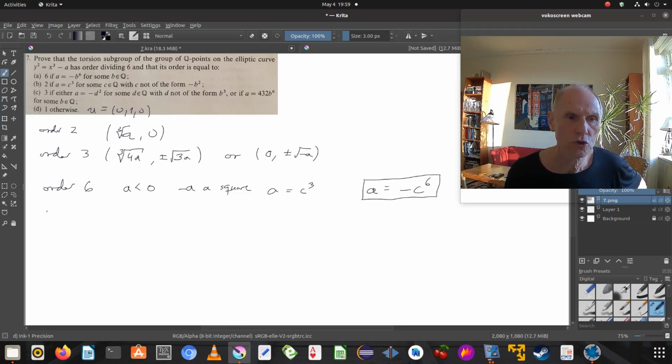Order 2, then we need to have A being a cube and not being a negative square.